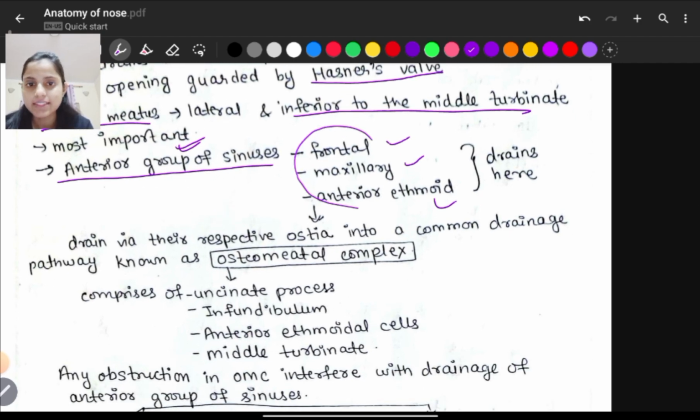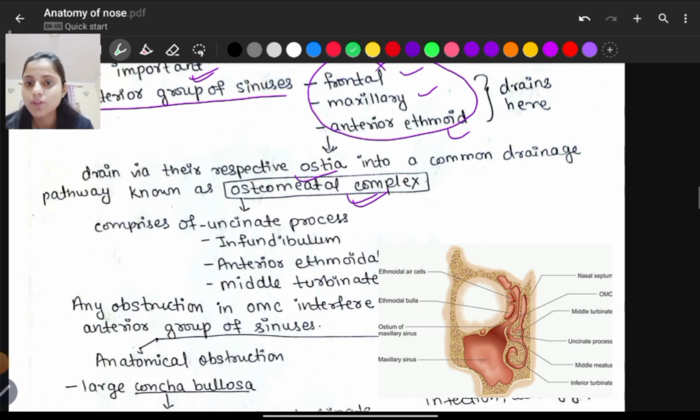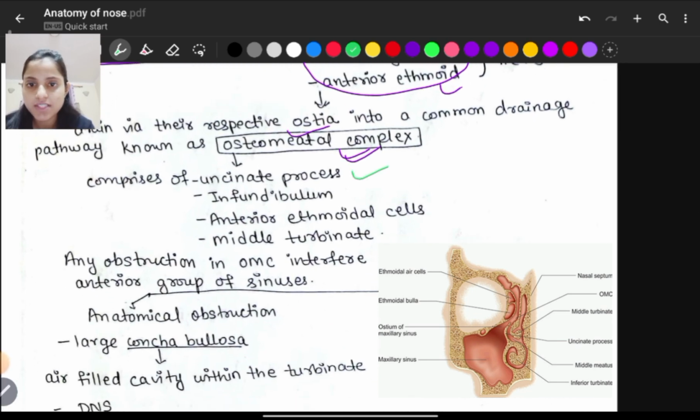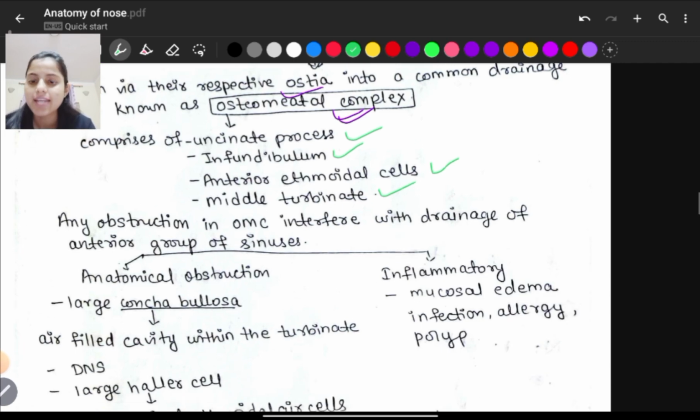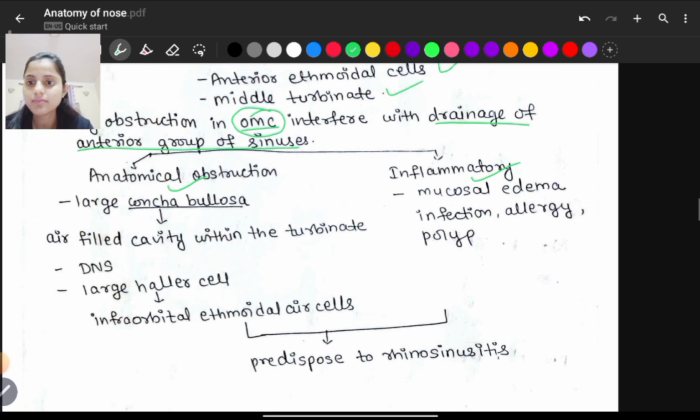All these sinuses drain through their respective ostia into a common drainage pathway known as the osteomeatal complex. The osteomeatal complex comprises the uncinate process, infundibulum, anterior ethmoidal cells, and middle turbinate. Any obstruction in the osteomeatal complex interferes with drainage of the anterior group of sinuses. The osteomeatal complex can get obstructed due to anatomical obstruction or inflammatory obstruction.